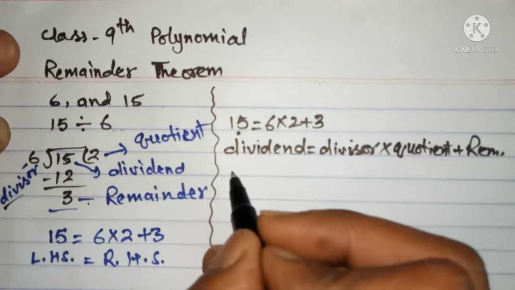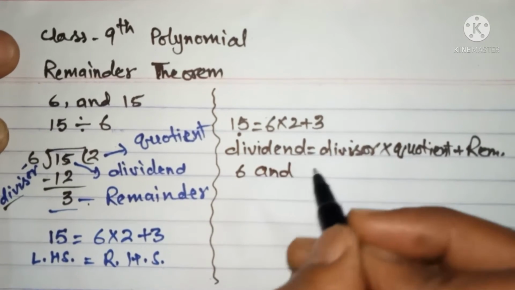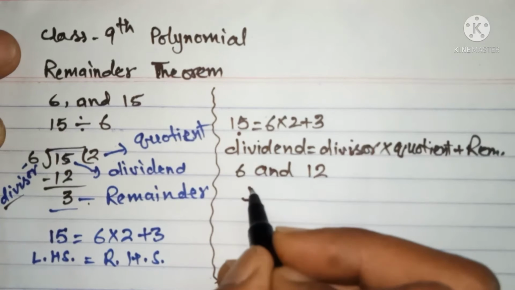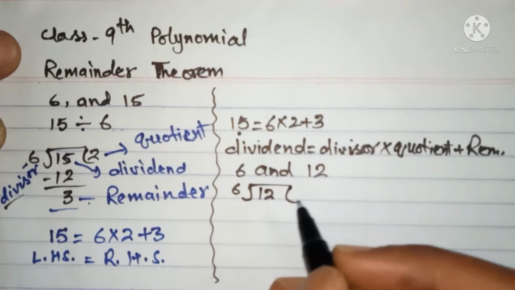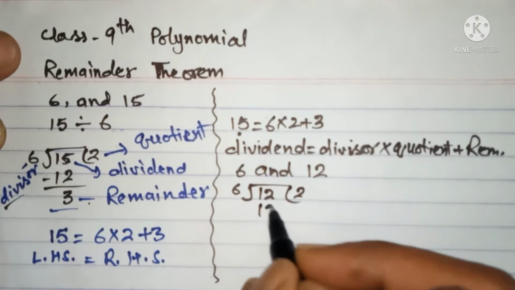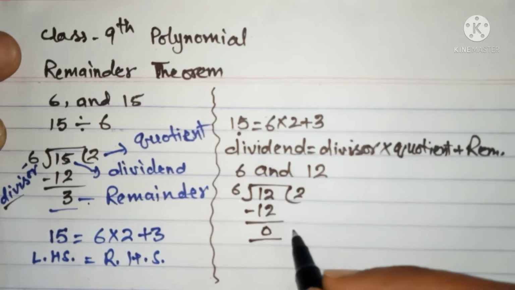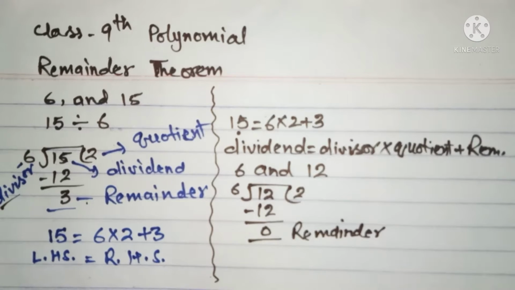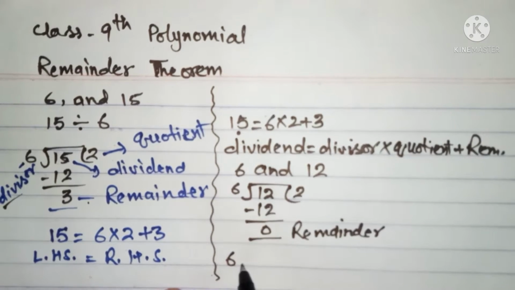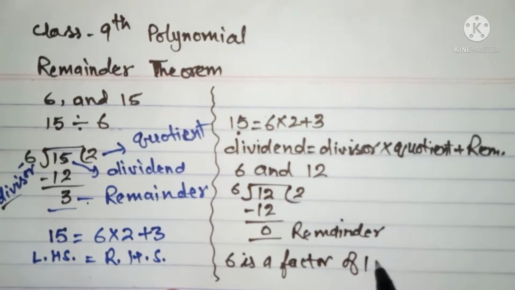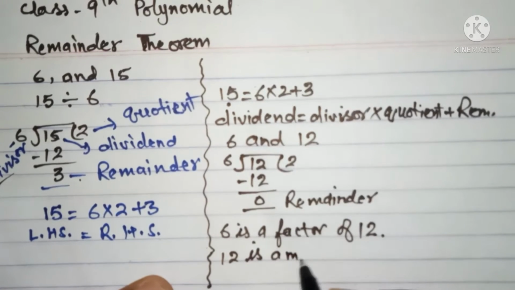Again let us take 6 and 12. If we take 6 as divisor and 12 as dividend, then when 12 is divided by 6, we get 6 twos are 12. By subtracting, we get 0. The remainder is 0. In this case, we do not have any remainder. So we can say 6 is a factor of 12. 12 is a multiple of 6.